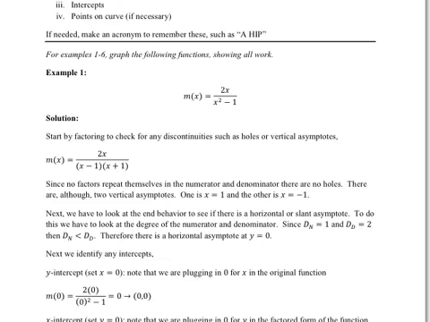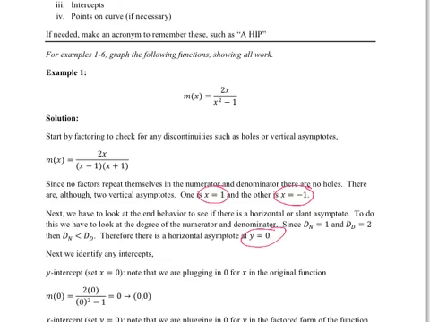Next, we have to look at the end behavior to see if there's a horizontal or slant asymptote. To do this, we look at the degree. This is clearly a first degree, and this is clearly a second degree, because this power is a 1 up here, and this power is a 2. Our rule told us that if the numerator degree was less than the denominator degree, it's always going to be a horizontal asymptote given by the equation y equals 0. So again, so far we've got vertical asymptotes and a horizontal asymptote.